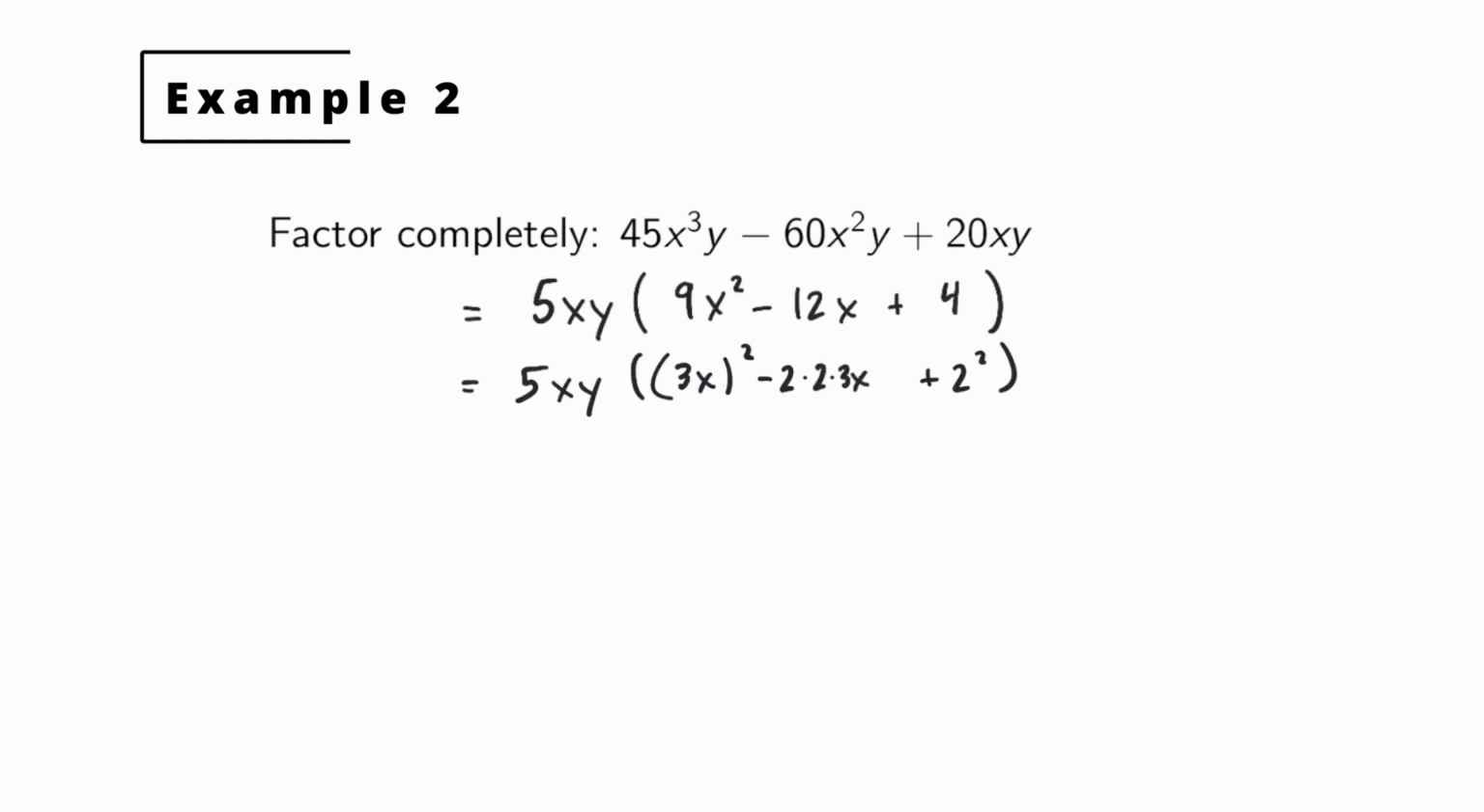So this fits the formula a squared minus 2ab plus b squared. So we can factor it using the formula for perfect square trinomials. It will just be 5xy times (3x minus 2) squared. And that's it. Check your work, multiply it back out, ask, do we end up back here?